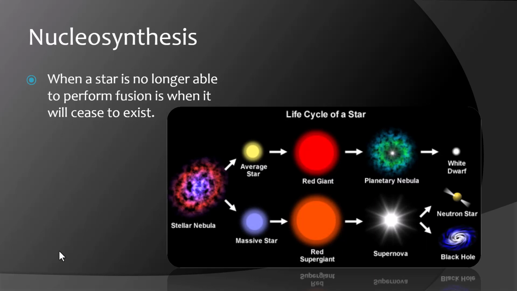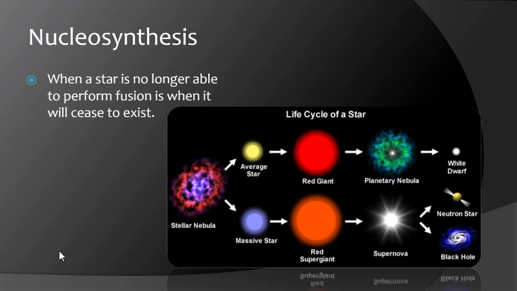And that's because the star will no longer be able to create fusion reactions. The reason this happens is that it just runs out of fuel, meaning lighter elements. And so what I have here is a diagram of the life cycle of a star. Now you can see that it starts in a stellar nebula. Depending upon its mass will determine whether it becomes an average star, which our sun is, or a massive star.